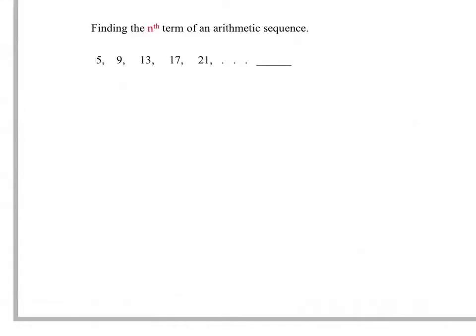And we're asked to find the nth term of an arithmetic sequence. First thing I want to do is make sure that this is an arithmetic sequence. Let's call the 5 the first term. And to get to the second term, which is the 9, we add 4.